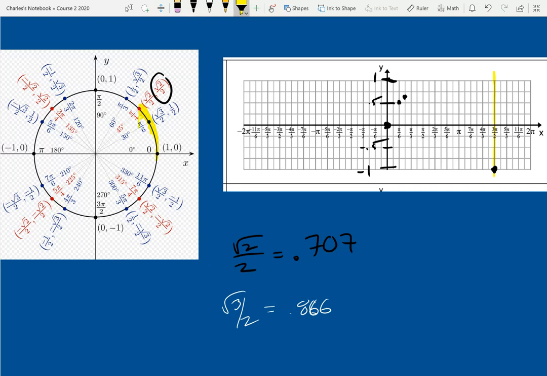When I keep going around the circle to pi over 3, now I've traveled pi over 3 radians around the circle. My y value is √3/2. So pi over 3 is 0.866, which is somewhere right there. And then now I've gone a quarter turn. My next point is when I've gone a quarter turn, which is pi over 2 radians, and my y value is at its peak, which is 1.